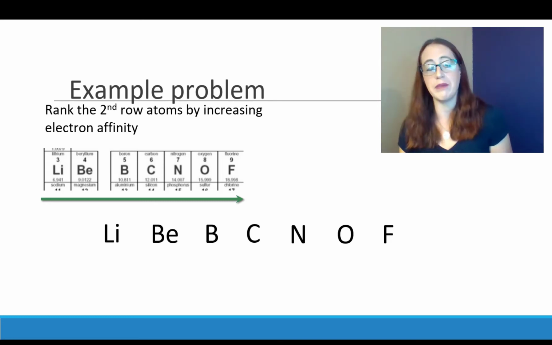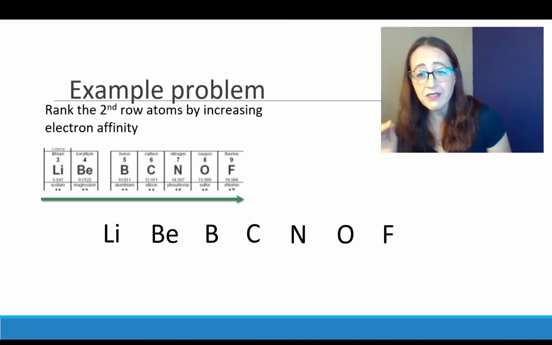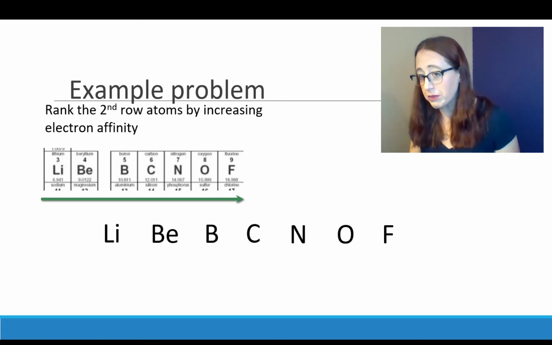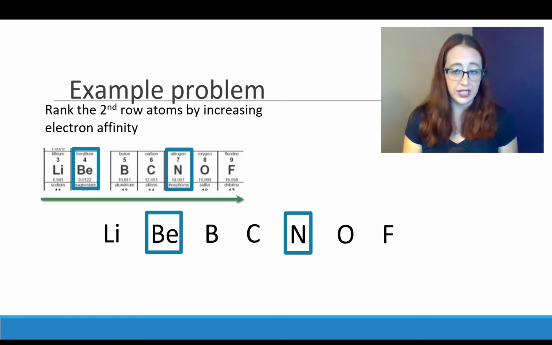And this is your most common wrong answer. When we ask for any rankings within the third row, or the second row, or within any row, I suppose, people will often forget about these exceptions. So we have to remember that when we are at a full s orbital or a half-filled p subshell, these are going to be a bit lower than expectations.